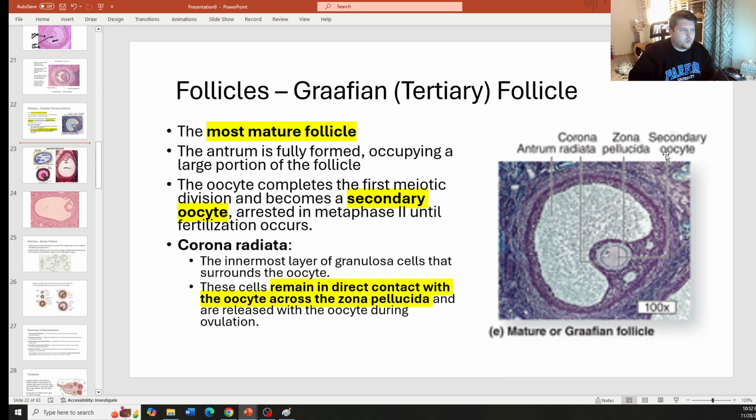This is one of the ways that you can have fraternal twins, if you potentially get multiple tertiary follicles released, then you can have the possibility of twins.